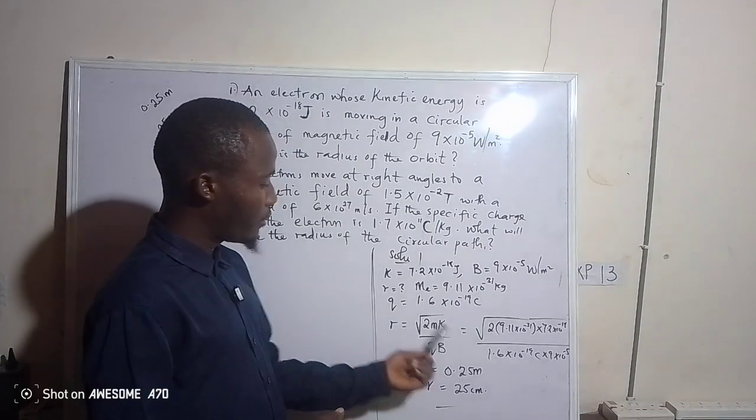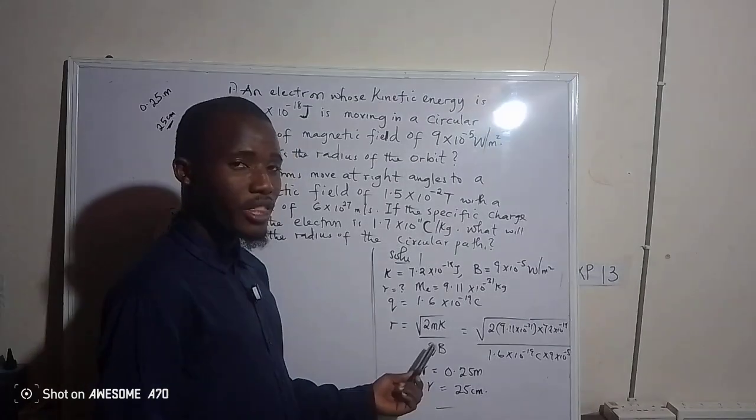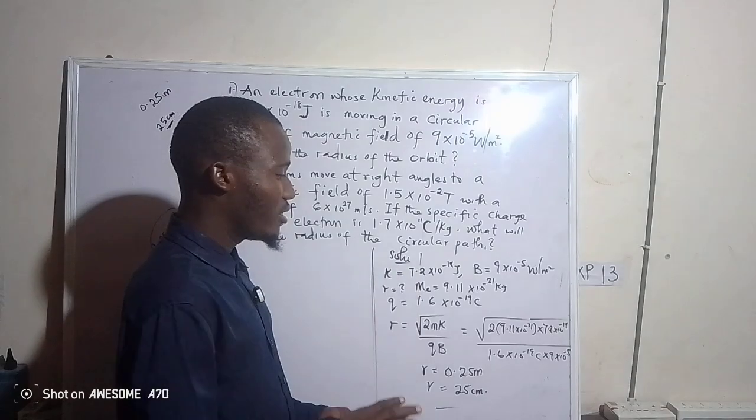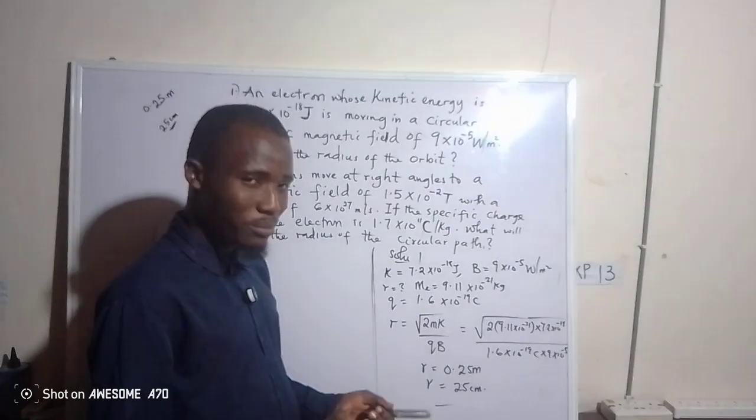This is how to obtain the formula used in obtaining the radius of the circular path of a charged particle in a magnetic field.